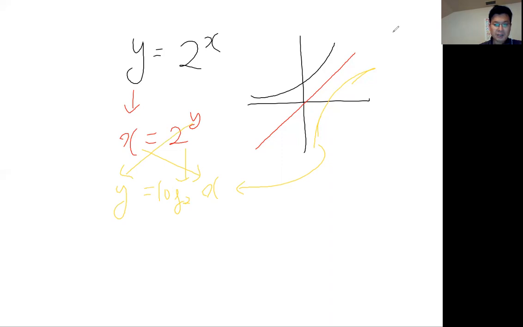Now some of the properties you have to understand: for multiplication, log of AB is log A plus log B. If it is division, we subtract.